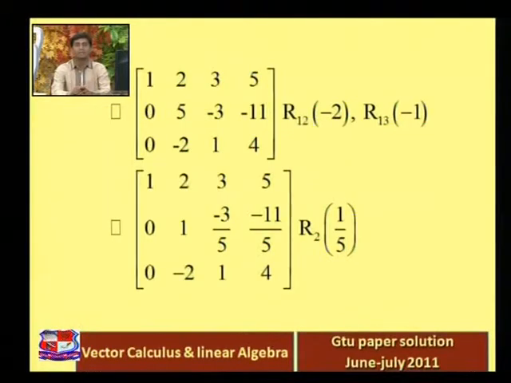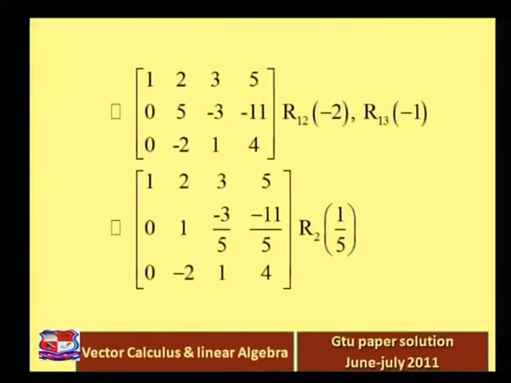Okay, so the first and third rows are as they are: 1 2 3 5, and the third row is also as it is, 0 minus 2 1 4. We multiply the second row by 1 by 5, so that is 0 1 minus 3 by 5 minus 11 by 5. Next, we multiply the second row by 2 and add it into the third row, so that minus 2 becomes 0. You can see that minus 2 becomes 0 after that. So we multiply the second row by 2 and add it into the third row.